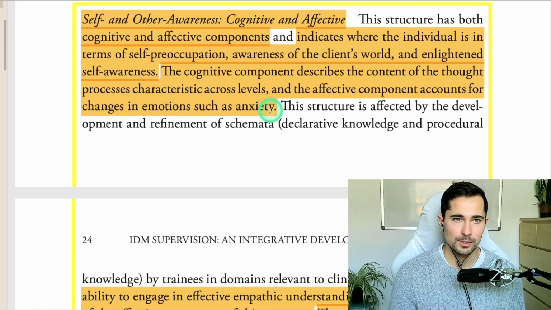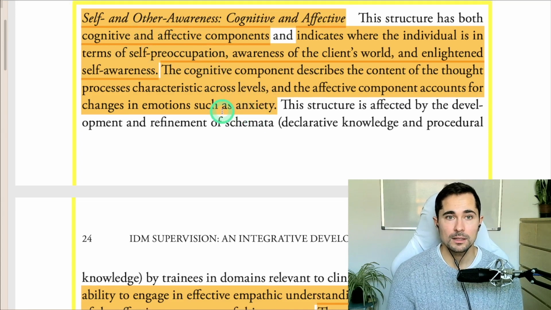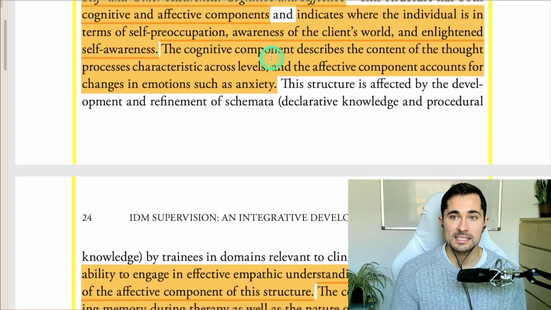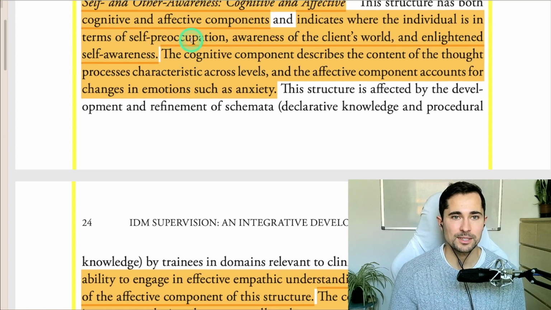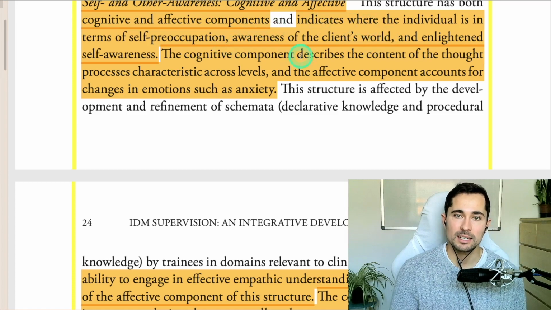So, for example, if I'm at a lower level, I'm probably going to be more self-preoccupied, which means I might be more anxious. If I'm more self-preoccupied, I'm probably able to be less aware of my client's internal world. And probably the less experienced I am, the less self-aware I am. And the more experienced I am, the less self-preoccupied I become, the more self-aware I am, and the more able I am to be attuned to my client's inner world.